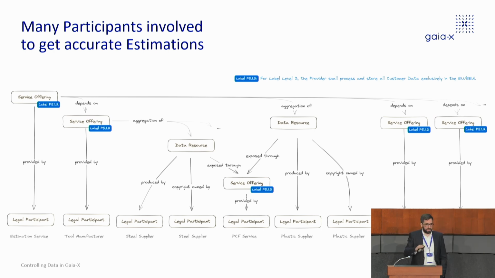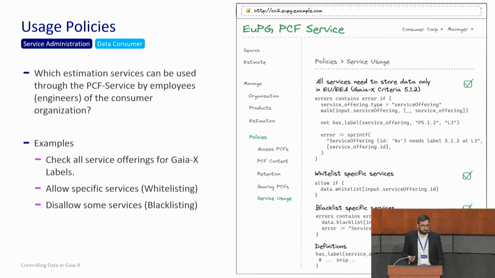And in this example, this is for writing a policy. I added to all the service offerings a label, for the criteria that all data should be processed and stored in the EU or in the European Economic Area. And this is something we can potentially use to write the policy. So this is now a policy that either the service administration will use to limit what services are offered through a system, but more interestingly, for a data consumer that can limit what his employees, his engineers, can use the service for.